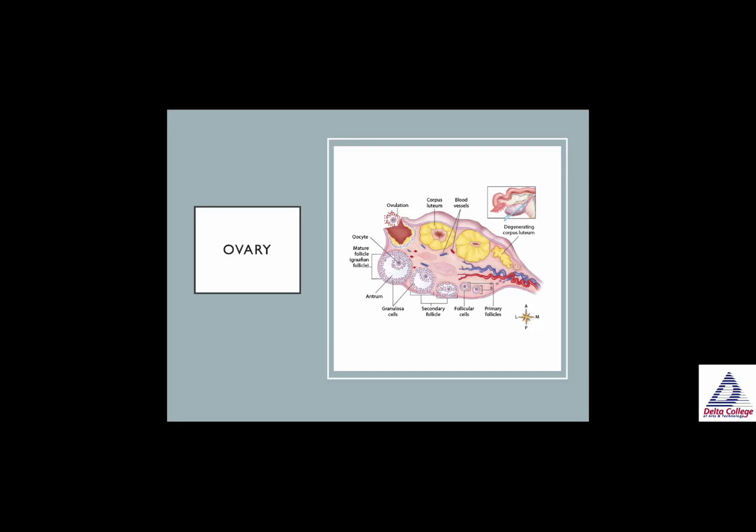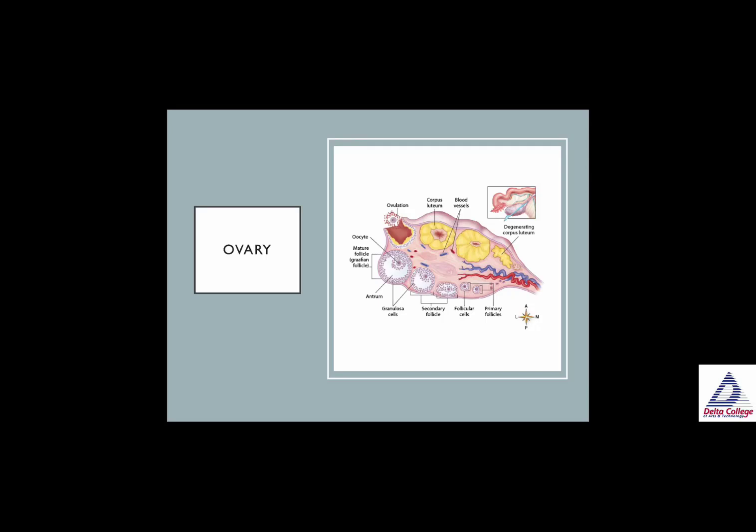At this point, then ovulation occurs. And the ovulation, one ovum or one egg goes out. And then the fimbriae, little finger-like projections off of the fallopian tubes, grab it and pull it and suck it into the fallopian tube. Now, after ovulation, you've got this corpus luteum here.